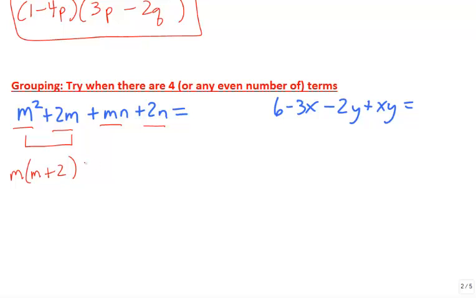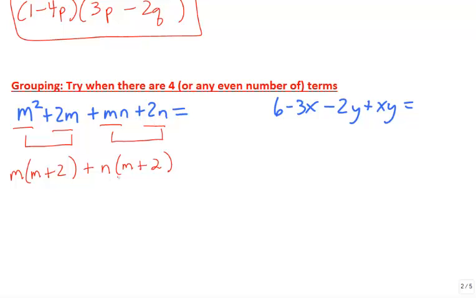Now, we're going to do that same thing again, but on the second 2 sets of terms. So if I look at mn plus 2n, what is the GCF of just those two terms? What do they both have in common? They both have an n. So if I pull out an n, then in parentheses, I would be left with an m plus 2. Now, did I pull out a positive n or a negative n? I pulled out a positive n because all the signs here are pluses.